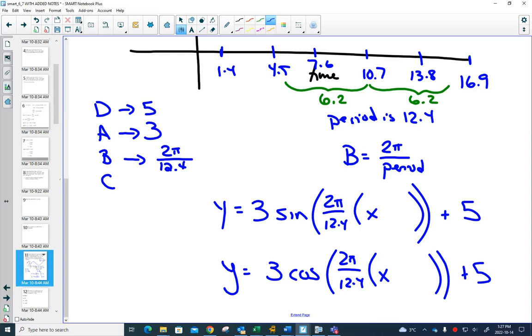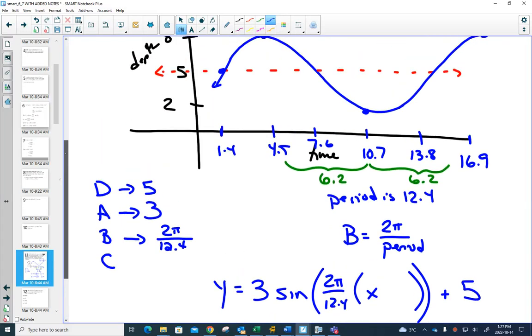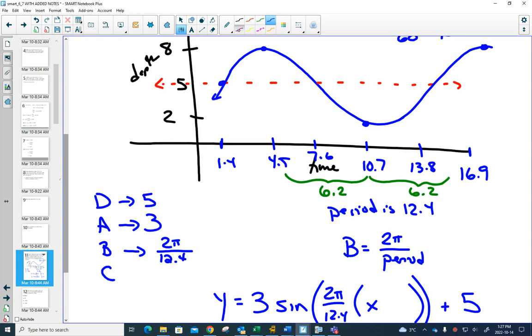To find the c value depends on the starting point. Where does a sine graph start? I'll do this one in purple. Sine graph starts in the middle, going up. So you could use this point right here, in the middle going up, or you could use this point right here, in the middle going up. Both would be right. How do we do that?